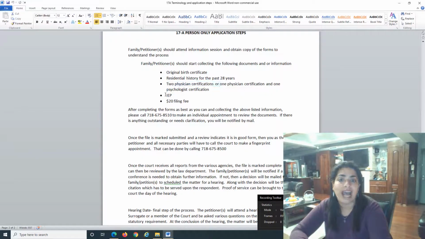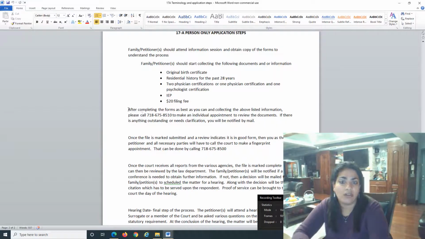We also need an IEP, which is an individualized evaluation performance plan. It's an IEP or an ISP, or we need something that gives us an accurate portrayal of your family member's abilities. Okay, we need to have a clear understanding of what they can do or what they cannot do. And the filing fee for the court is a $20 filing fee, which is the filing fee for you to get the ball rolling.